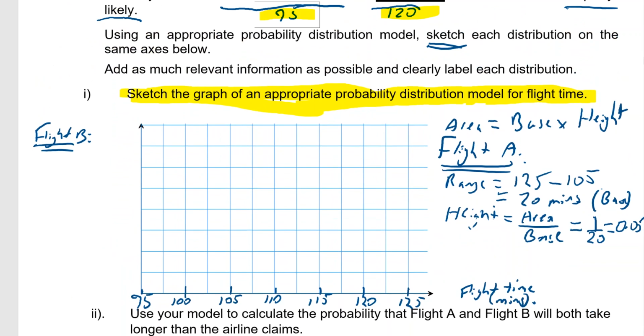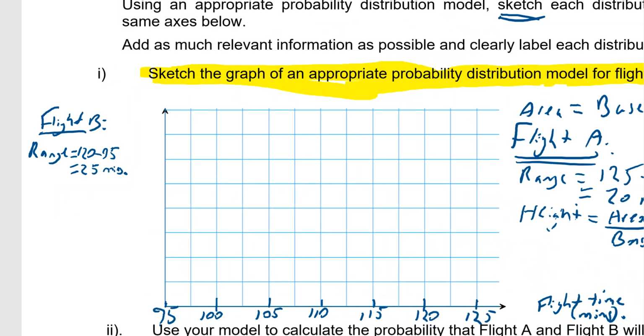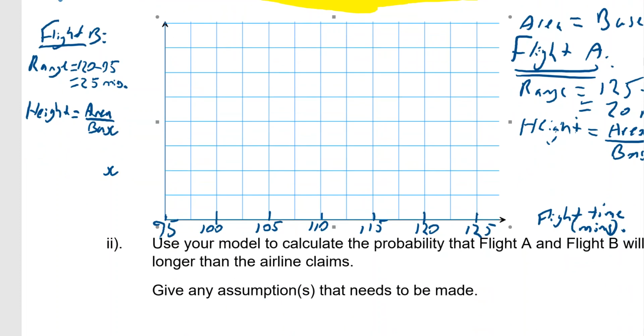So what's flight B's range? Its range, well, it goes from 95 to 120. So that's 25 minutes, isn't it? And so its height is going to be area divided by base again. So that's going to be 1 divided by 25, or 0.04.